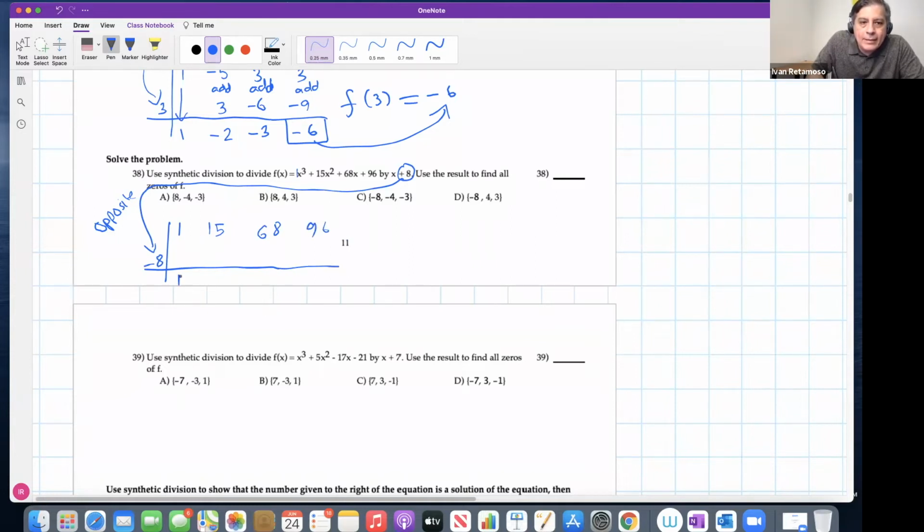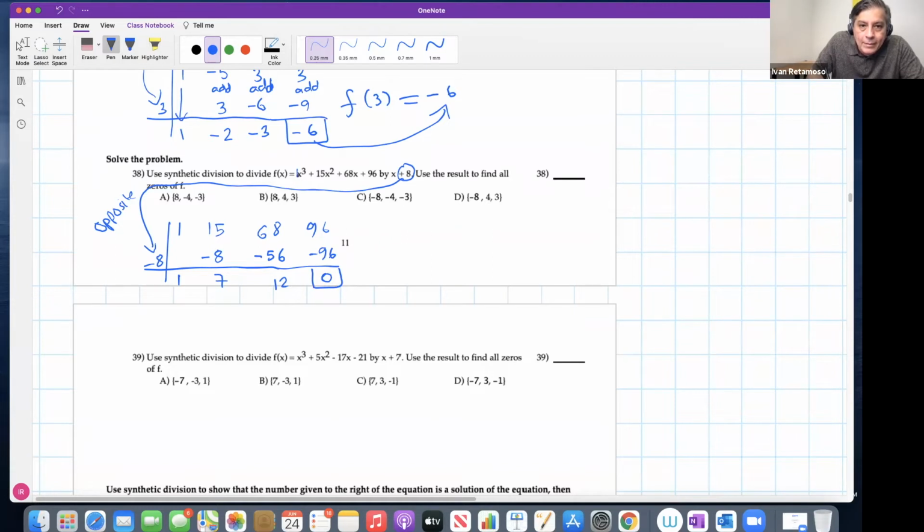You start by bringing 1 down as it is. 1 times negative 8 is negative 8. Add these two. That's just a 7. 7 times negative 8, negative 56 here, right? Adding these two, 68 minus 56, gives you 12. 12 times negative 8 is negative 96, and adding 96, you get a remainder of 0.